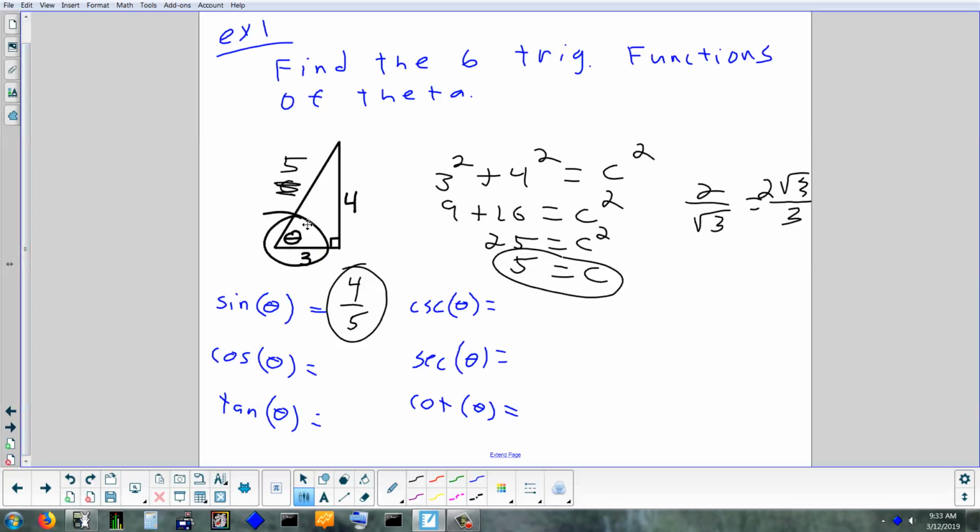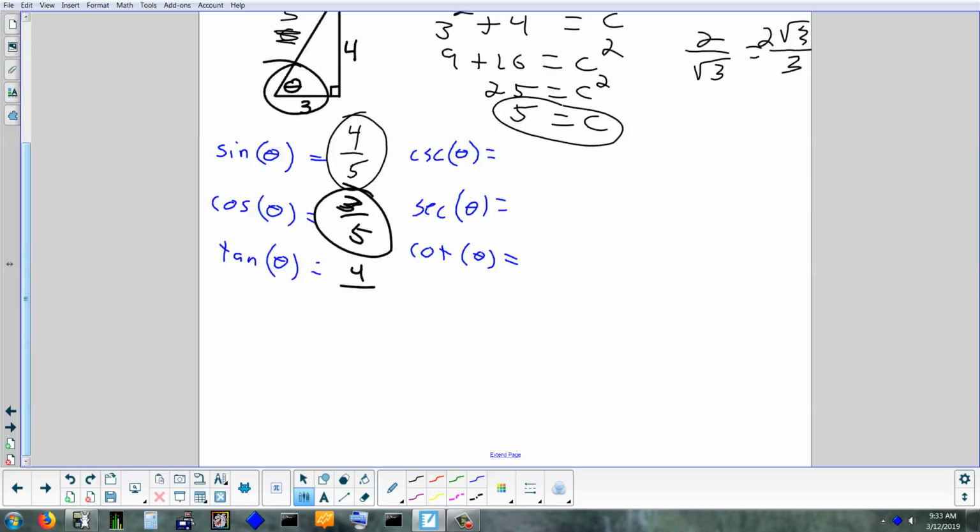Okay, let's do the cosine. Kayla, what'd you get for cosine? 3/5. Yep, that's perfect. 3/5. And William, what'd you get for tangent? You can do 4/3. Yep. 1 1/3. Yeah, we'll always leave it as an improper fraction. You don't ever have to change it to a mixed number.